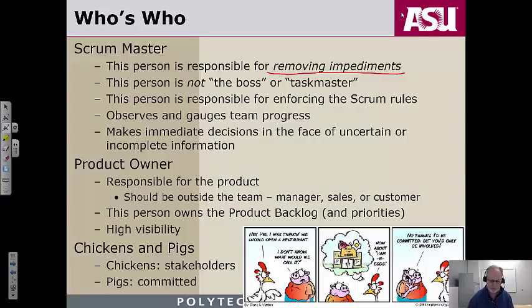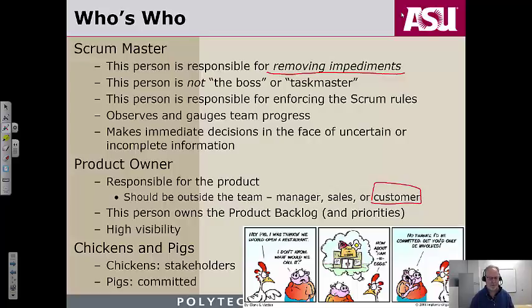Product owner is responsible for the product. Should be outside the team. Again, normally Pure Agile says we want the customer on the team. In reality, the customer living amongst you, for practical reasons, can't happen that often. So normally you have some kind of account manager, product manager, somebody who's a product owner that kind of speaks for the customer to be able to make those customer-facing decisions, particularly those things on the product backlog and in terms of priorities of work.